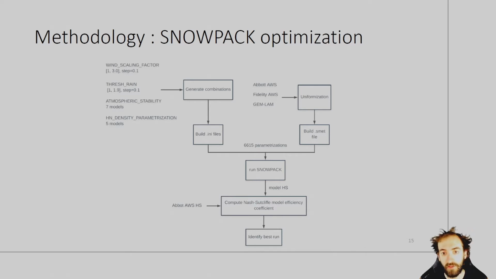In parallel to that, I generated the best possible MET file using the weather station data at Abbott and Fidelity, and also the GEM-LAM model. So I ran all of these 6,600 parametrizations, and to identify the best run, I computed the Nash-Sutcliffe model efficiency coefficient between the modeled height of snow and the measured height of snow. I wish I had other criteria, such as snow temperatures at different depths in the snowpack, to identify the best run, but it's a remote site, and we do the best with what we have, right?